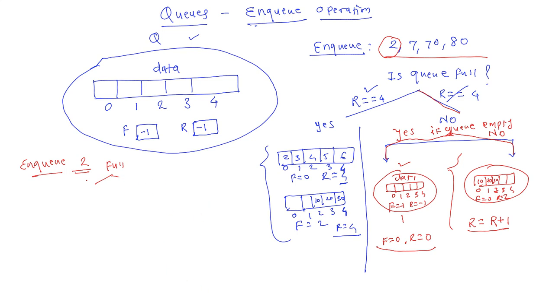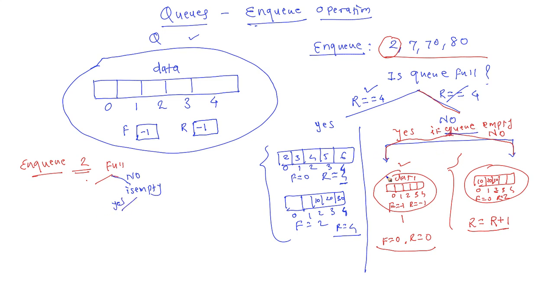So the queue is empty here. Let me take another color, right? So we ask the question, is queue full? We get the answer no, queue is not full, right? I ask, is the queue empty? This is what I'm asking, right? Is the queue empty? I get the answer yes, the queue is empty.